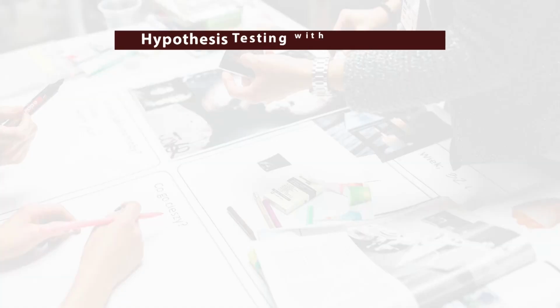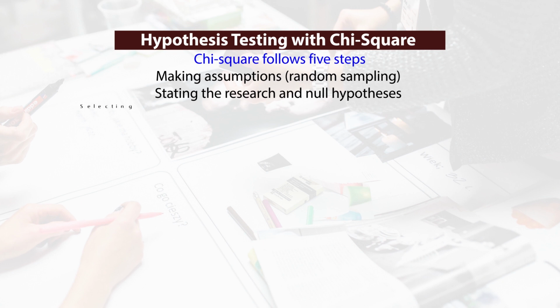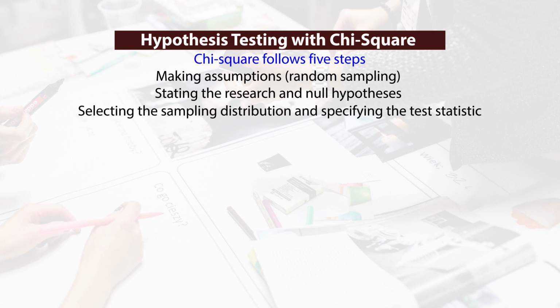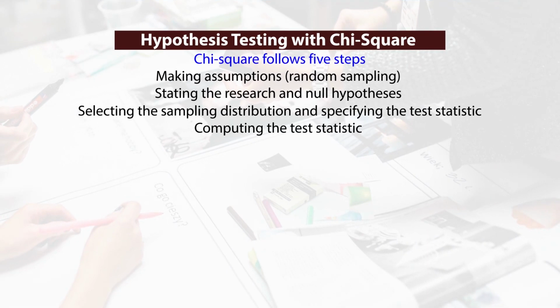Now, hypothesis testing with chi-square. This chi-square follows 5 steps: making assumption, that is random sampling; stating the research and null hypothesis; selecting the sampling distribution and specifying the test statistics; computing the test statistics; making a decision and interpreting the results.